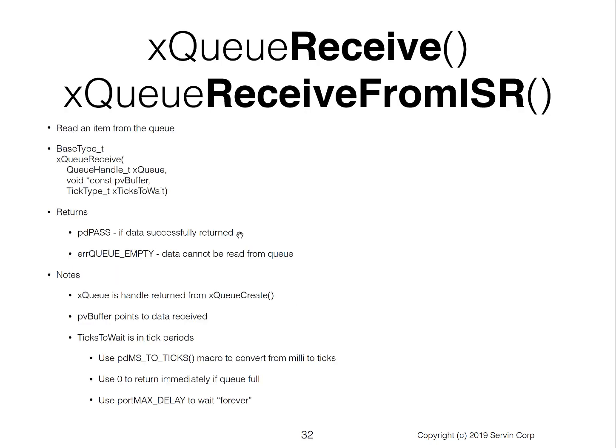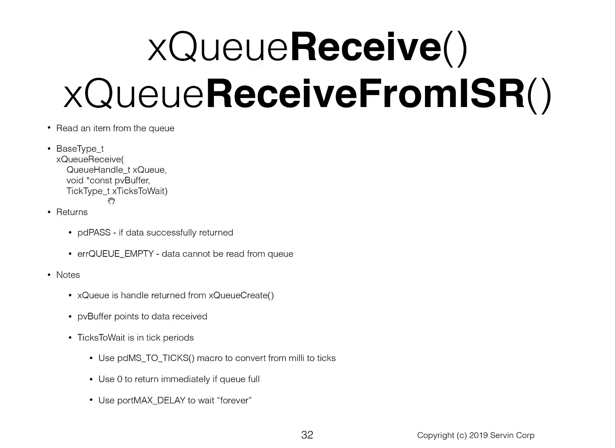Of course, when you get things in the queue, you also need a way to receive them from the queue. So there's xQueueReceive or xQueueReceiveFromISR. Notice the parameters. First, of course, you give it which queue you're going to receive from. You give it a buffer, a pointer to a void buffer. This is where it's going to put the data that you're receiving.